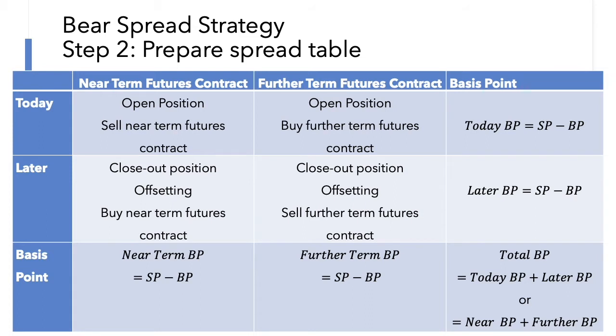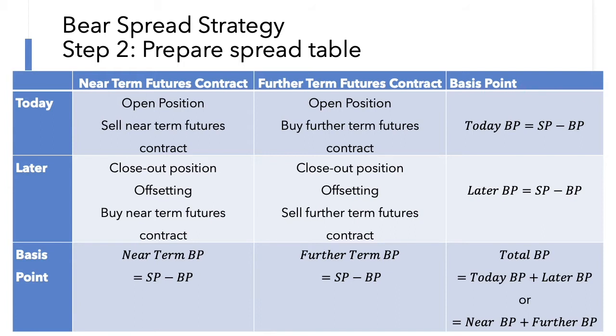So what is a spread table? A spread table is a table where you outline in detail all your transactions for your bear spread strategy. Basically, we have two columns in the bear spread table. The first column represents the near-term futures contract. The second column represents the further-term futures contract. If you use bear spread strategy, today, in your transaction, you must sell the near-term futures contract. At the same time, you need to buy the further-term futures contract.